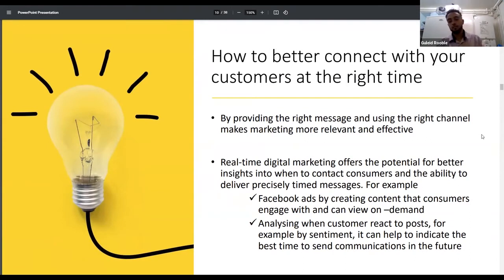Now, in terms of timing, the timing is crucial. So how to better connect with your customers in real time? Like I say, social media is always on 24/7. Many organizations automate content in advance, they're advertising regularly. Now, by providing the right messages to your audiences in the right channels, this will give you more relevant effectiveness to your customers. So real-time digital marketing offers the potential for more insights, yeah?